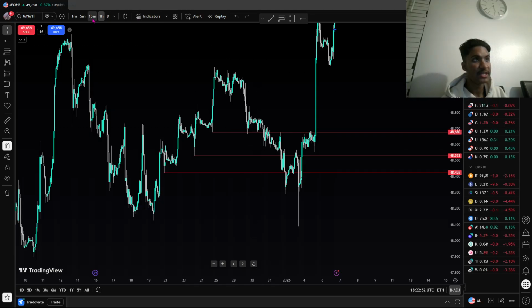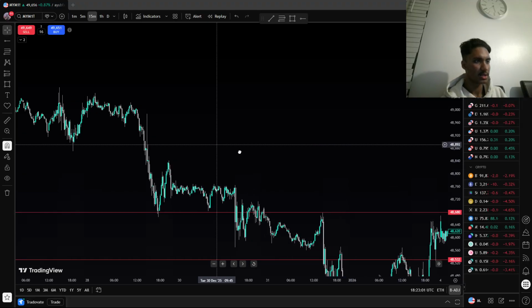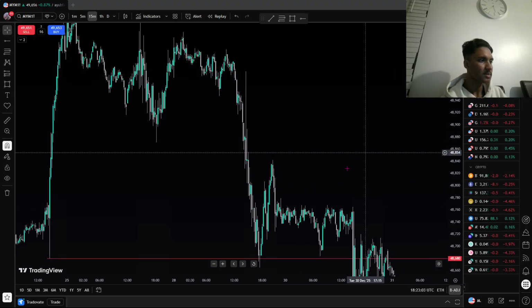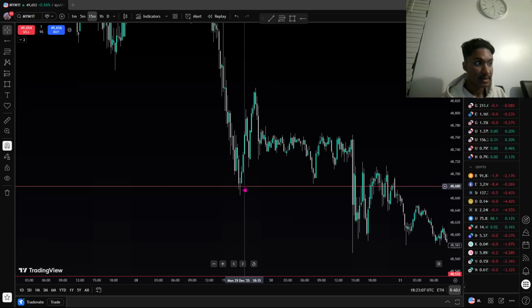I'm going to the 15-minute. I'm going to find a break. So a body close below our key level. So look, let's start off from up here. Price comes down to our level and it doesn't body close below. Yes, it wicks it, but doesn't body close. I just see a wick on it, okay?